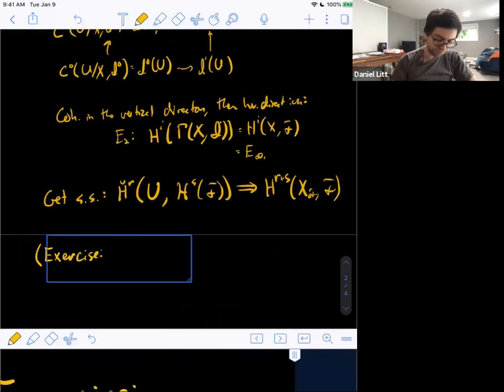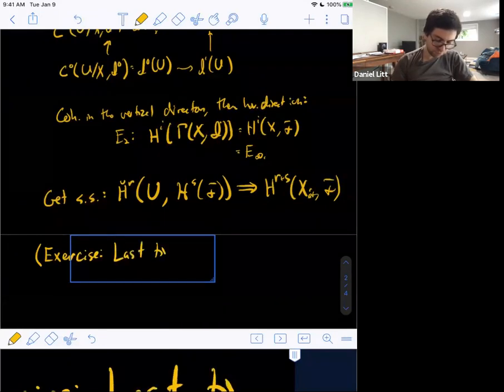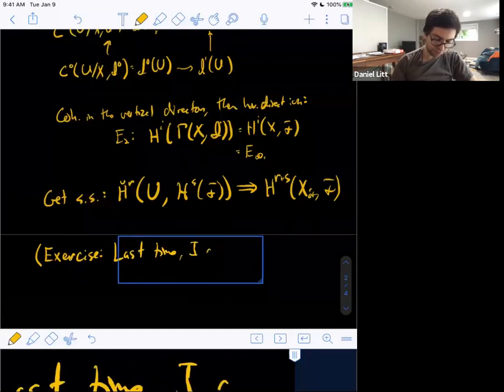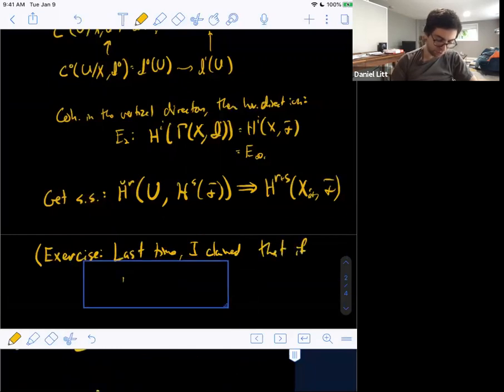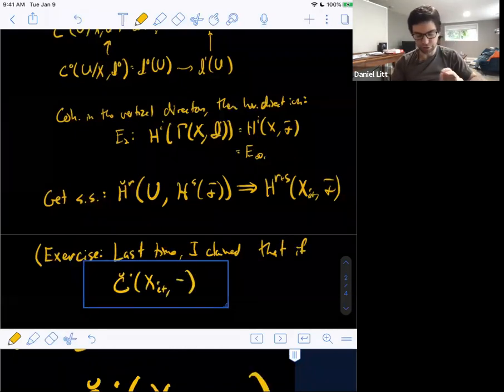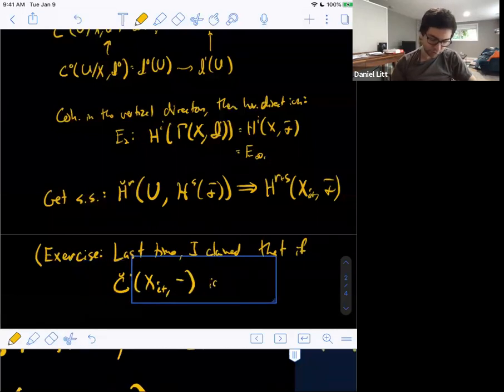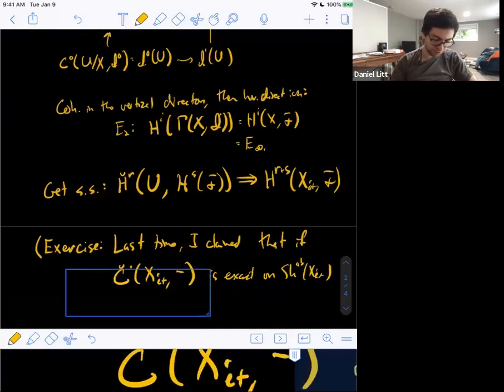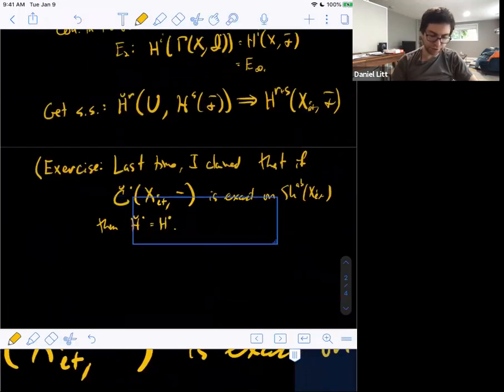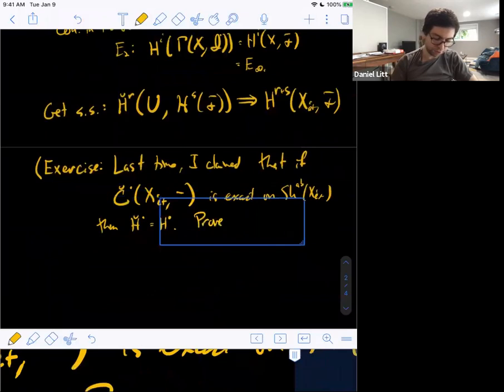So last time I claimed that if the functor, the Čech functor, which associates to a sheaf the Čech complex on the étale site, is exact on the category of sheaves of abelian groups on X étale, then Čech cohomology is the same as derived functor cohomology. So the exercise is to prove this.